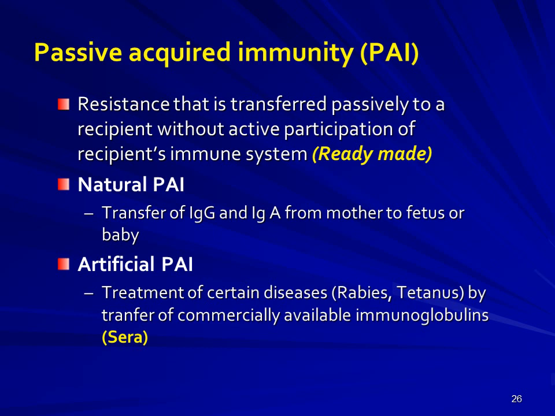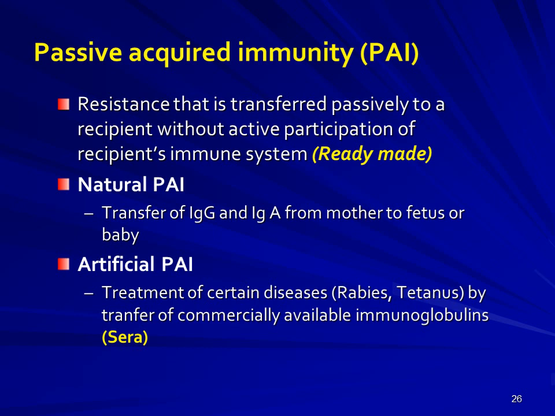It's natural passive acquired immunity, where there is transfer of IgG and IgA from mother to fetus or baby. If the mother is infected during her pregnancy, or if you give the vaccine to the mother in the form of tetanus toxoid, the antibodies produced in the mother get transferred through the placenta to the baby and give protection to the newborn baby from the disease tetanus. And IgA antibodies will get transferred from the mother to the baby through the milk secretions.